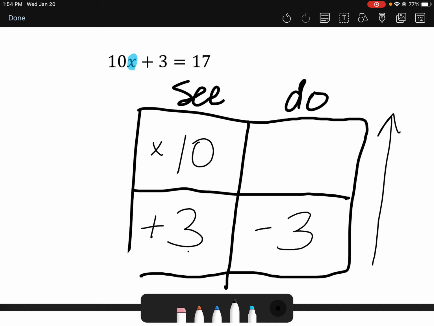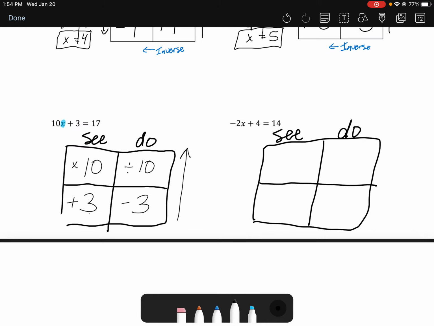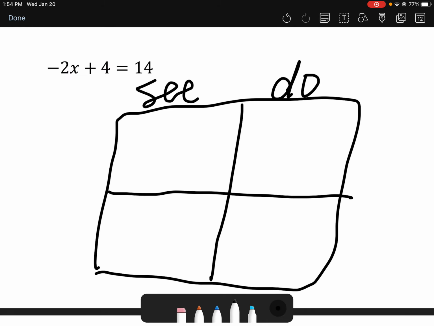I have that I'm multiplying by 10. The inverse of multiplication is division. So I will divide by 10. For this next one here, again, here's my x. What's directly going on? Well, I have that negative 2 out in front. I am multiplying by negative 2.